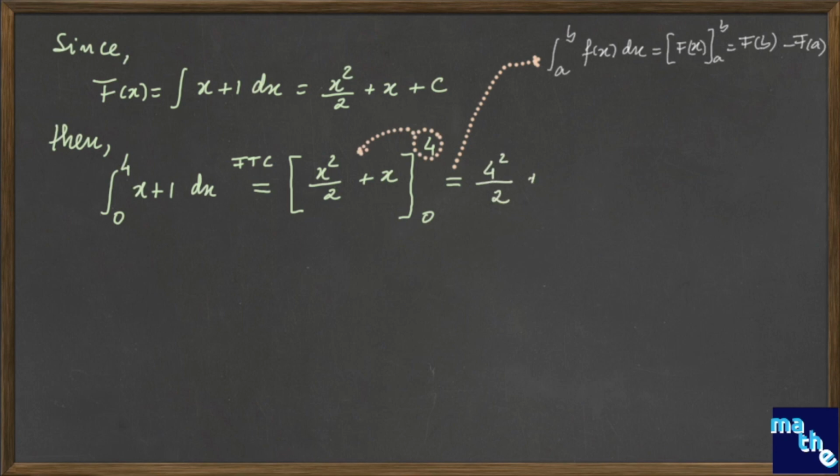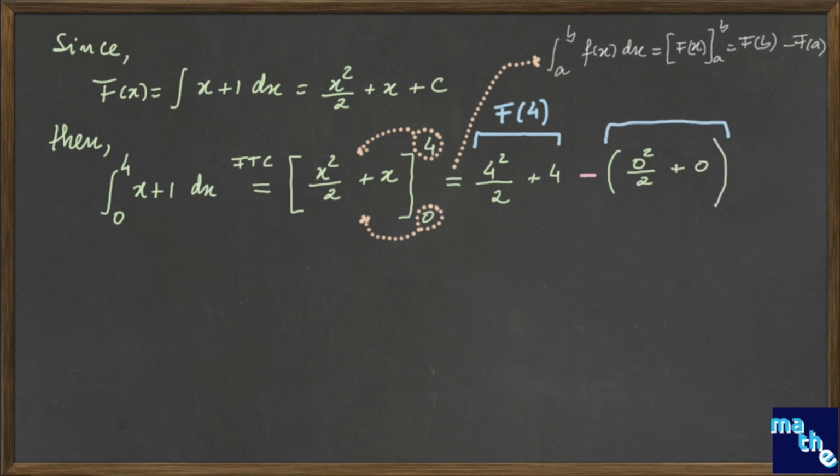And we will obtain F(4) minus, replacing x by 0, F(0). Then the final answer will be 12.